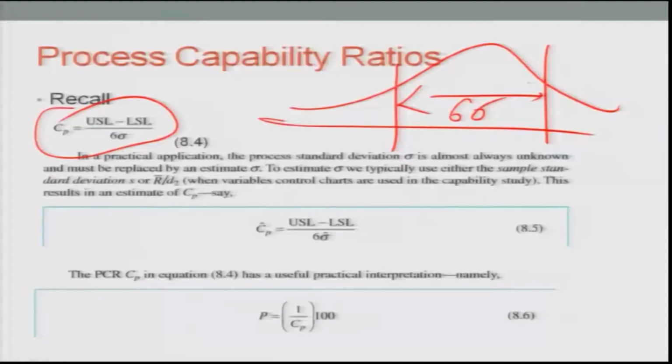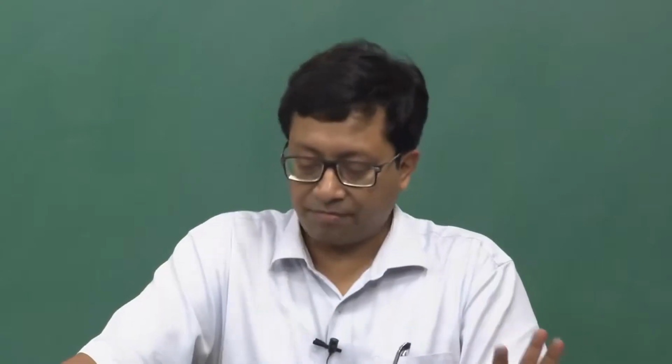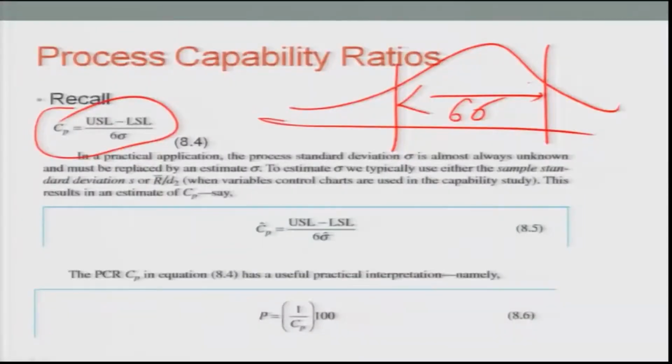Continuing reading, when variable control charts are used in capability studies, we will be required to use the value of R bar by d2, where d2 is a constant which depends on the sample size. This results in an estimate of Cp, which is the capability ratio. And if we use the upper control limit and the lower control limit, the ratio we were finding initially was based on U as the upper control and L as the lower control.